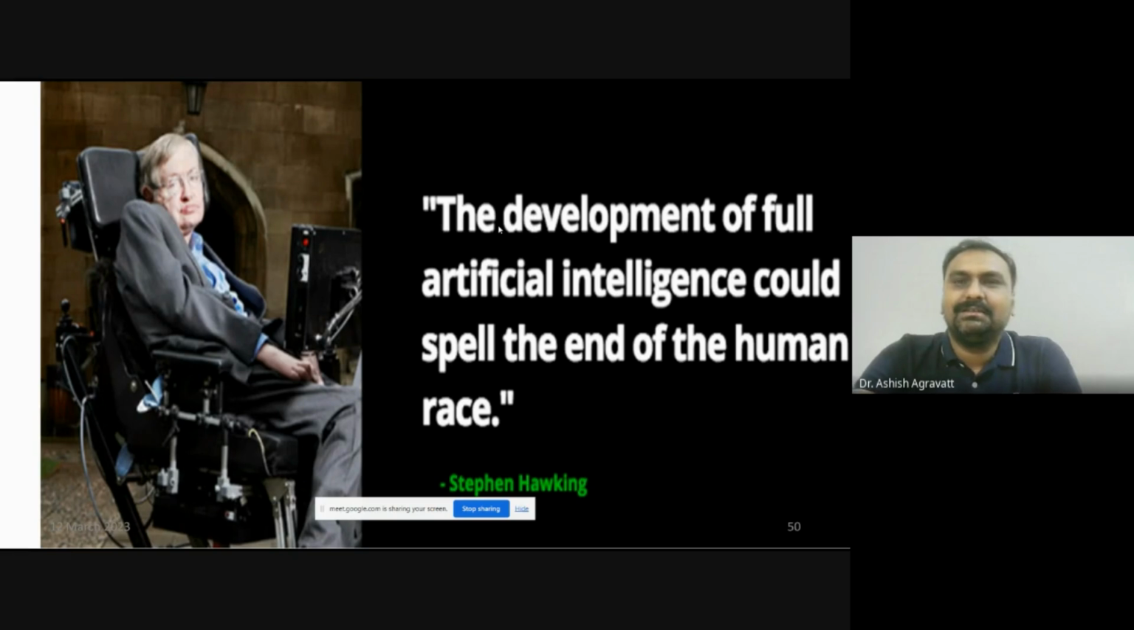Stephen Hawking, a famous scientist, quoted that the development of full artificial intelligence could spell the end of the human race. He said that in terms of that, there will be a chance of unemployment occurring. But if we use it properly, we can minimize the errors in our laboratory and we can better use it in our health science.